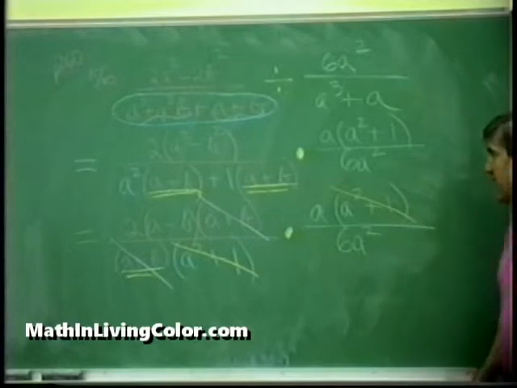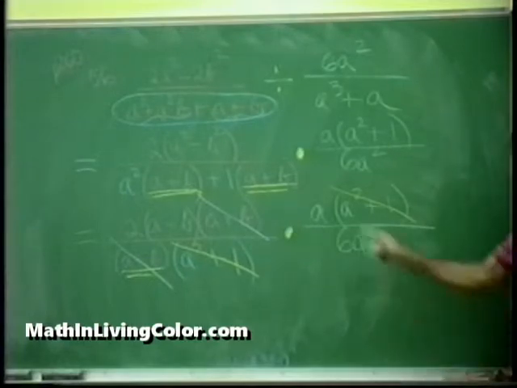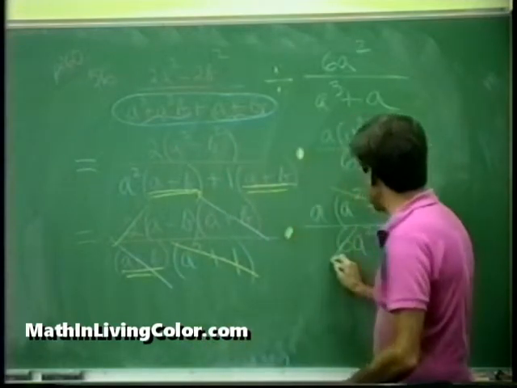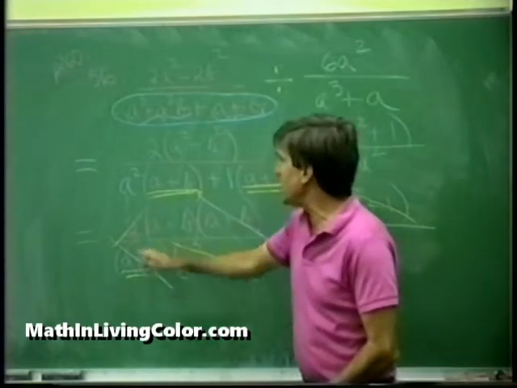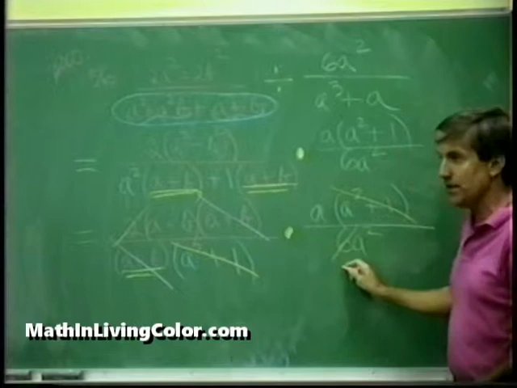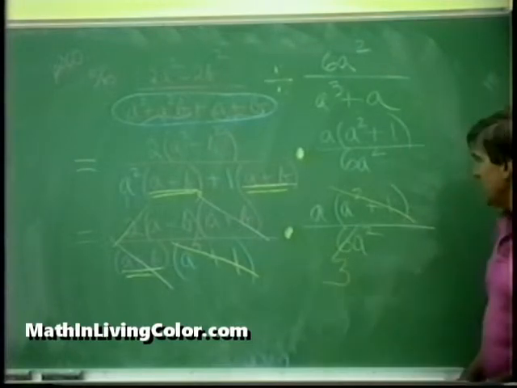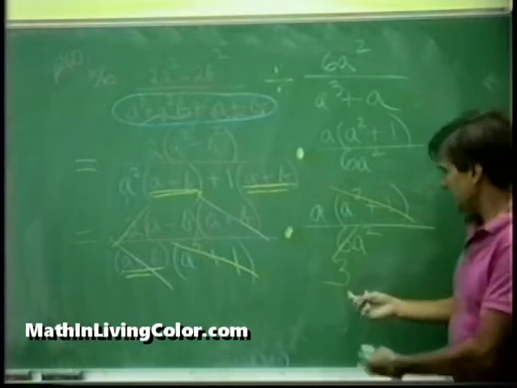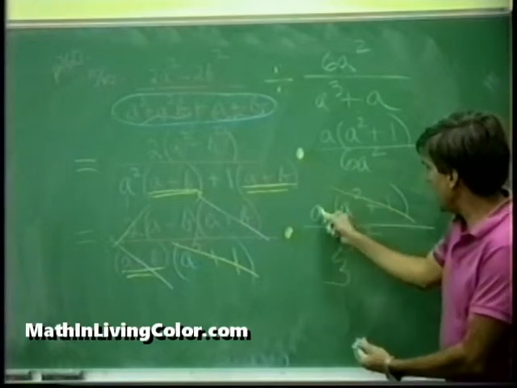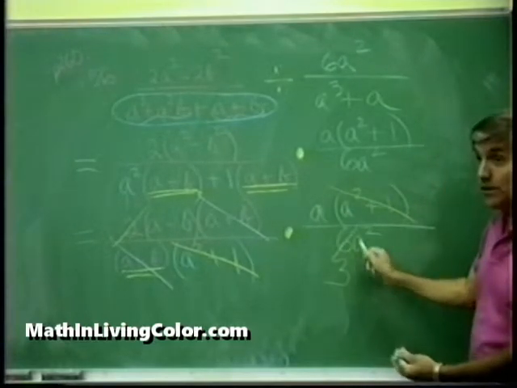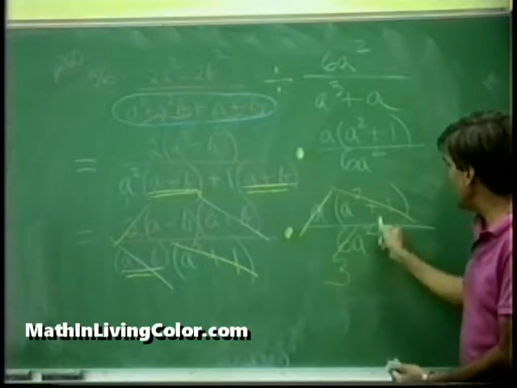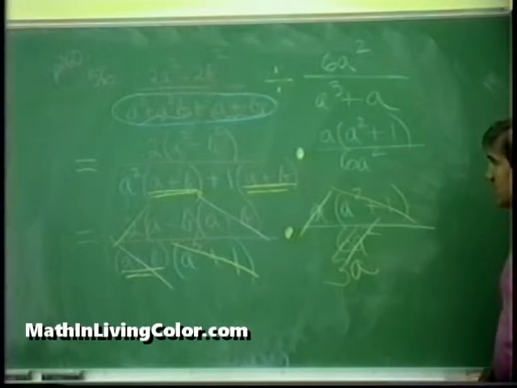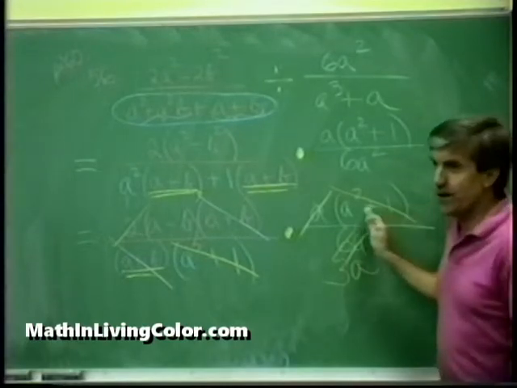Okay, do you see any other factors? 2 and the 6. The 2 and the 6, good, all right. The 2 divides out with the 6. The 2 goes one time. The 6 would be 3. Anything else you see? How about the a and the a squared? The a divides out and the a squared goes to a. All right?